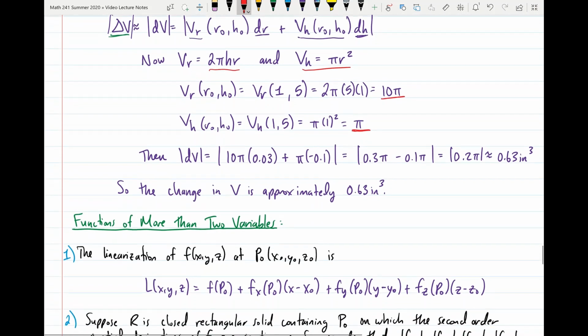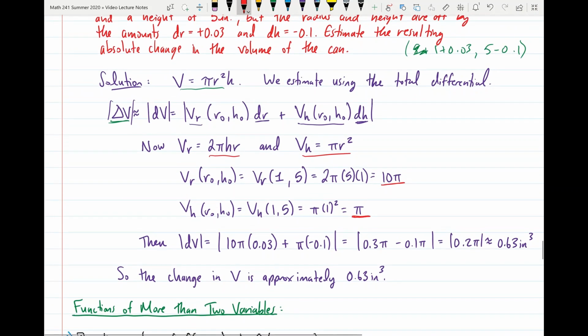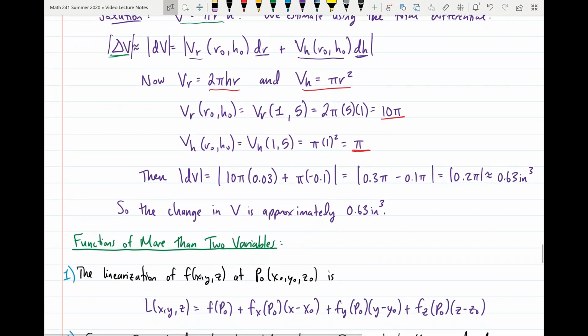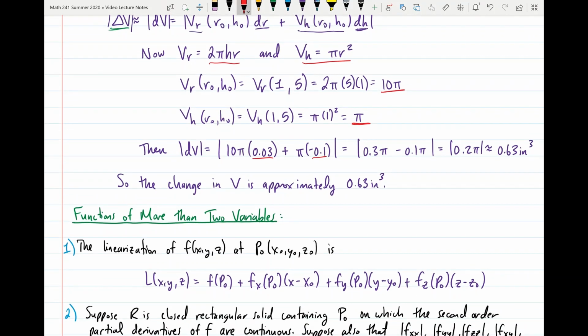Now we can take both of these values and plug them back into our expression for the absolute value of the total differential, and we get that it is equal to 10 times pi times 0.03 plus pi times negative 0.1, where again we've just taken dr and dh from the problem statement and plugged them in here. At the end of the day, this gives us the absolute value of 0.2 times pi, and if you plug that into a calculator, it's approximately 0.63 inches cubed.